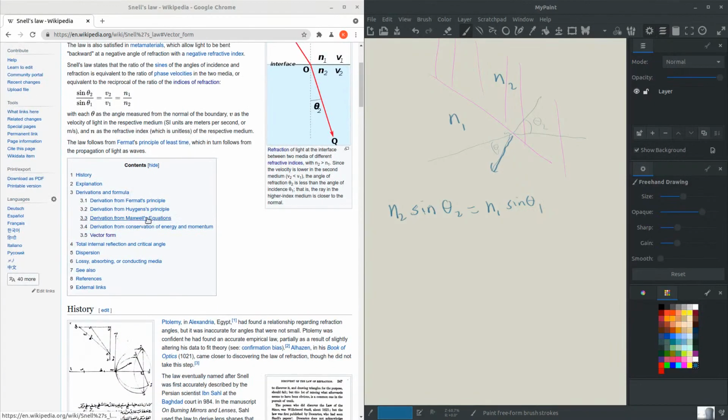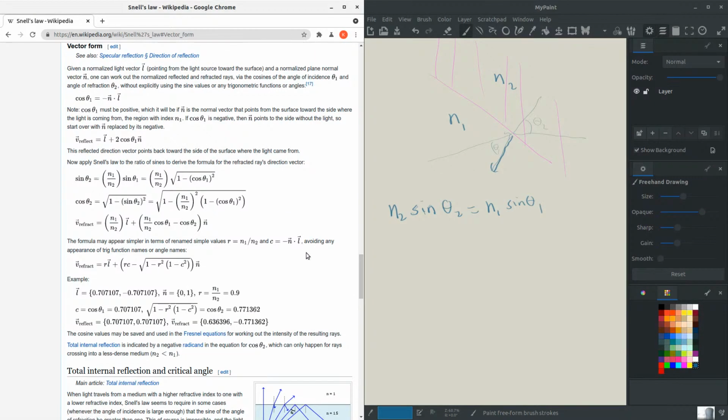Let's see, vector form. We'll just take this. So this is a refraction. We could potentially compute a lot of this using a dot product, but okay, let's get started.